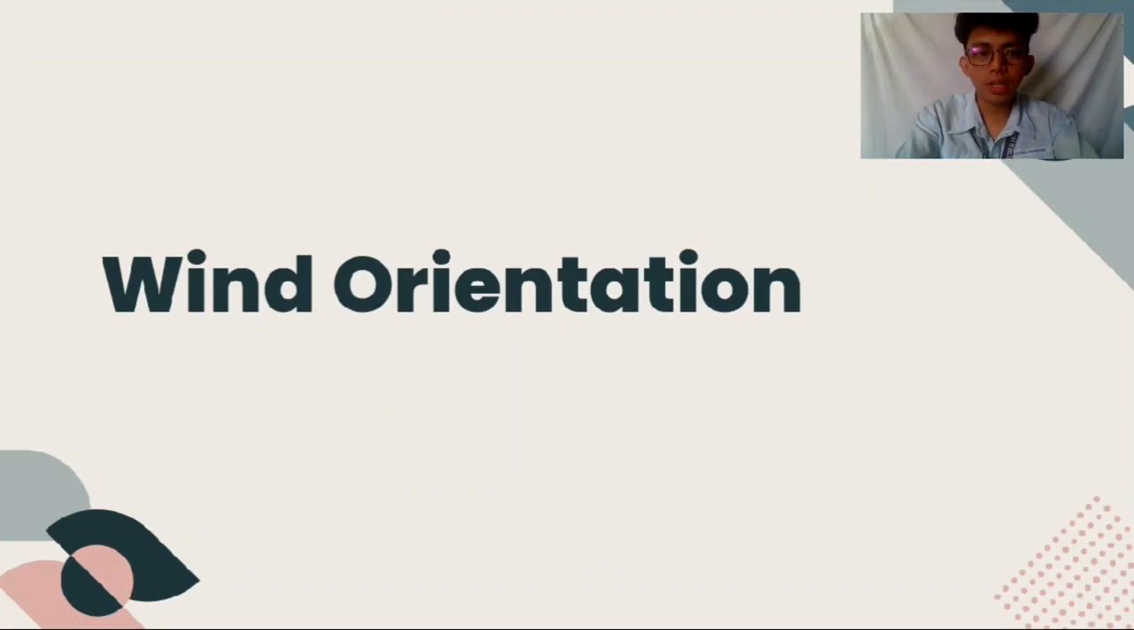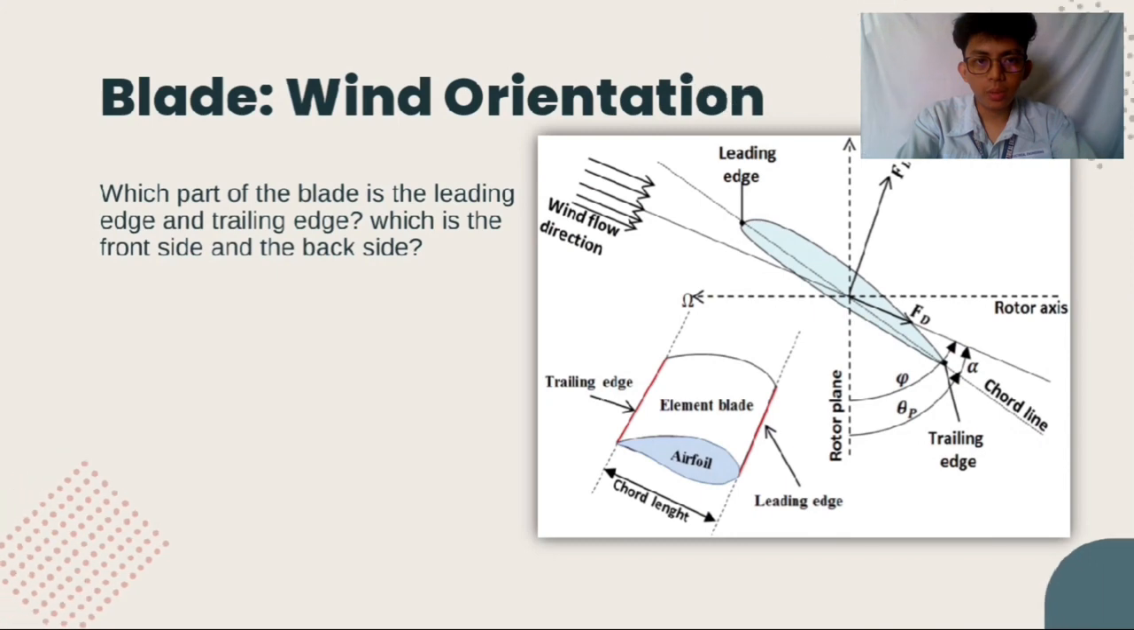So, next naman punta naman po tayo sa wind orientation. Blade wind orientation. Which part of the blade is the leading edge and trailing edge? Which is the front side and the back side? As you can see in this figure po, this is the leading edge and this is the trailing edge. And tilted na dito ang airfoil, kaya ang wind direction yan is pag ganito, or horizontal.